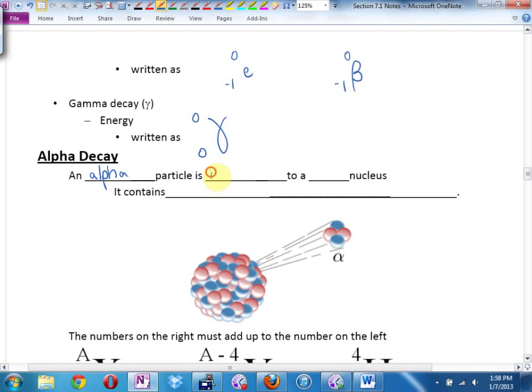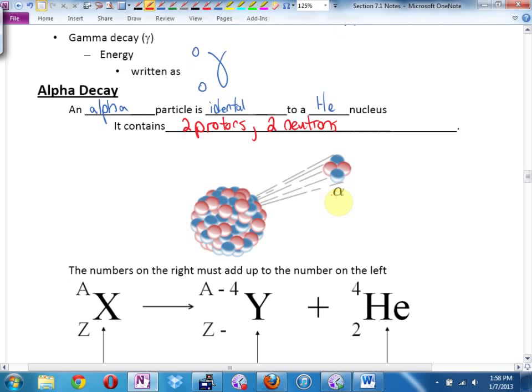is identical to a helium nucleus, He. It contains, I already said this, 2 protons, 2 neutrons. So there are some elements that are radioactive, and what they are giving off are alpha particles.